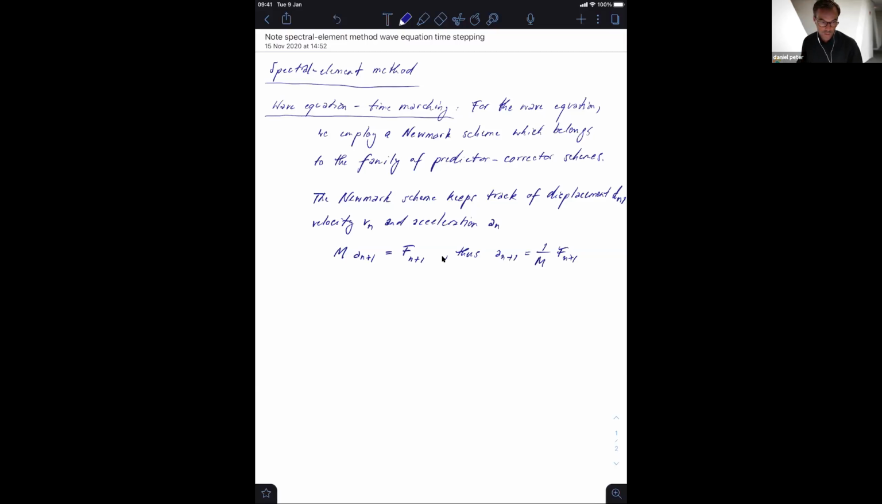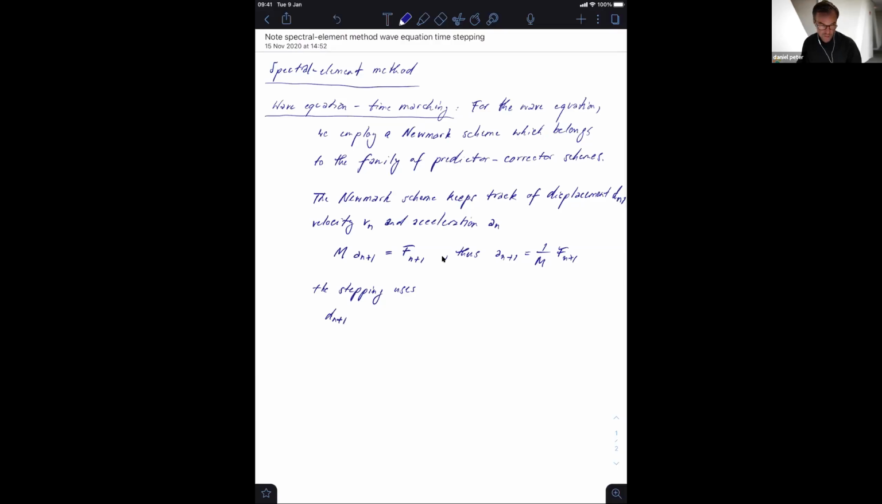So the question then is, what is this force right-hand side vector? But for stepping this, let's look at the scheme in order now to use the time stepping. So the stepping uses the following updates.